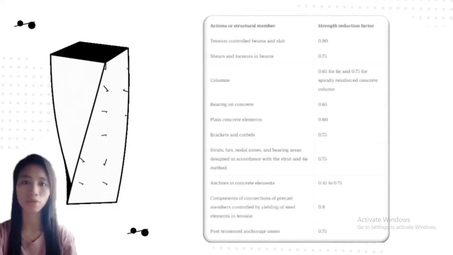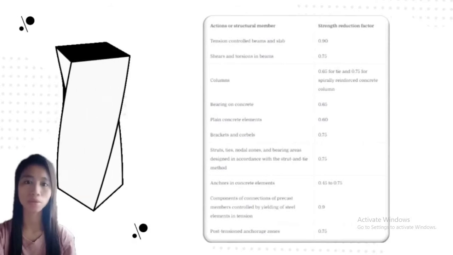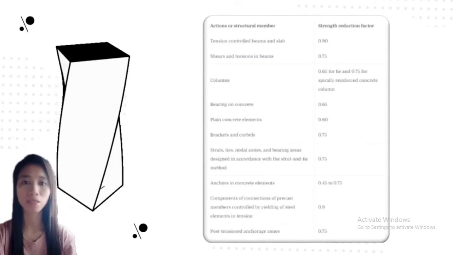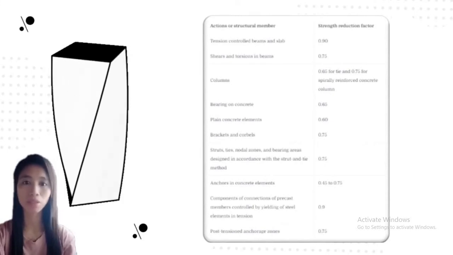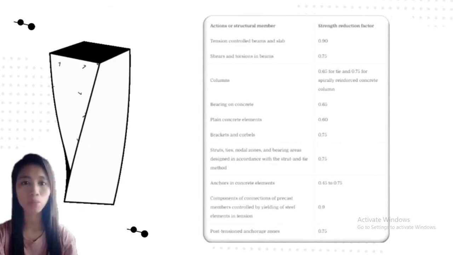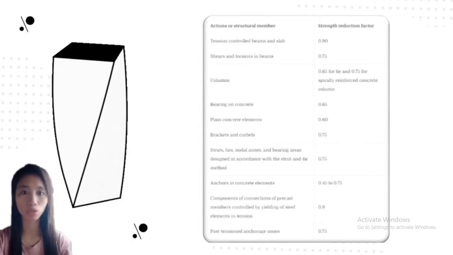So, this is the table of code na ginagamit ng our engineers on doing structural plans. From ACI, andito naman sa Pilipinas ay may tinatawag na NSCP 2015. So, paano ba ginagamit itong code for strength reduction?